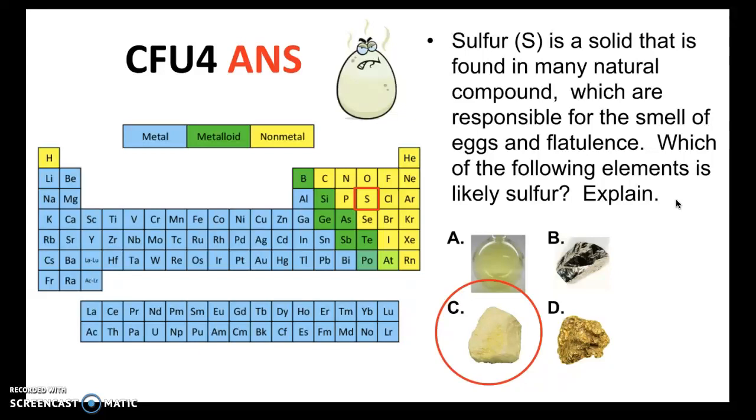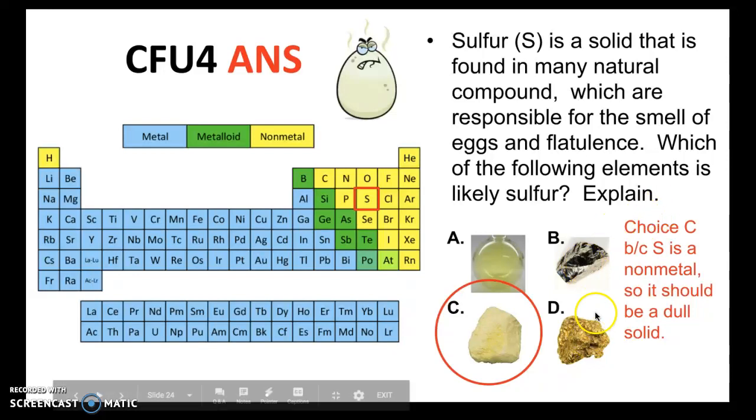Great, the answer is C here, and that's because sulfur is a nonmetal, so it should be a dull solid. Both B and D are shiny solids, and A is a gas, so it wouldn't fit here because we're told that it's a solid.